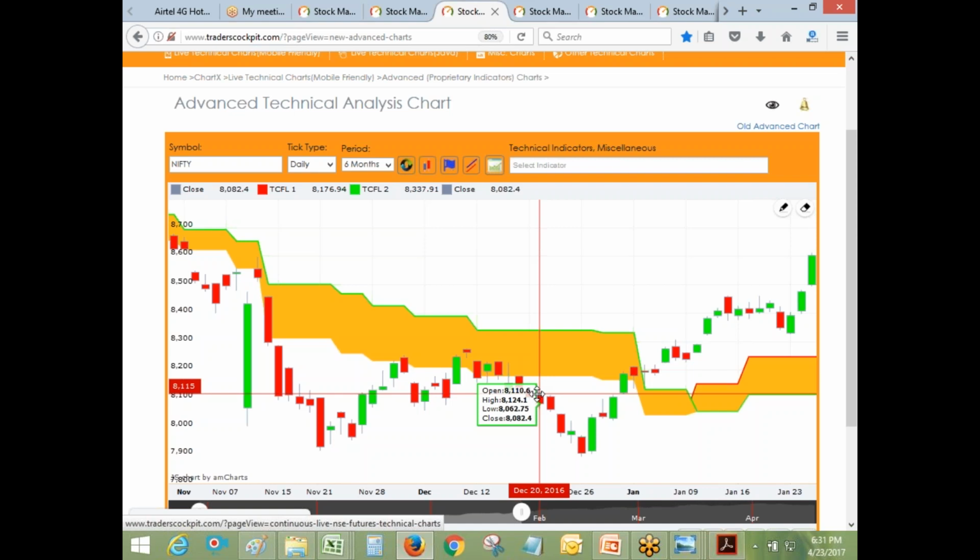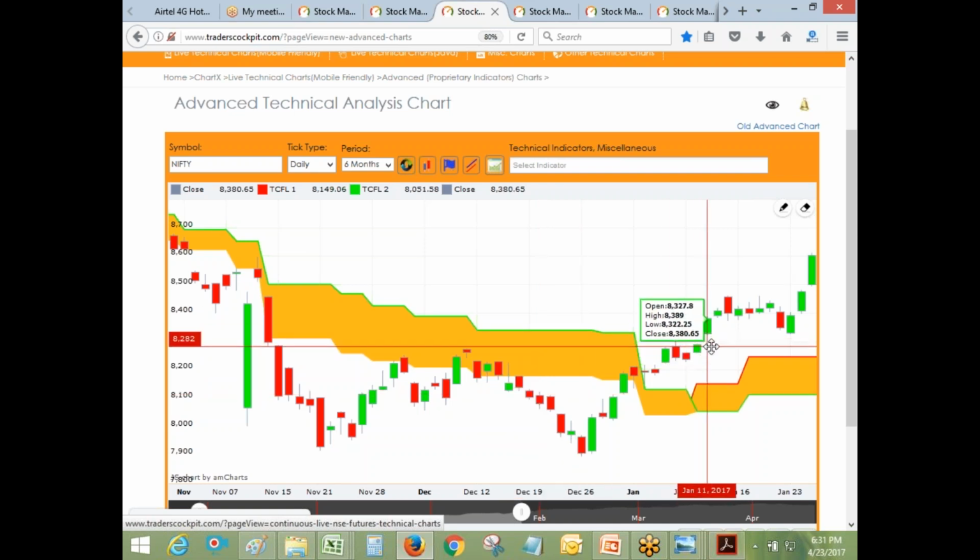Correct. So you can also choose areas where you want to do a covered call. And once the stock has broken into an uptrend, then you are in a bullish trend anyway. If you are in a bearish trend, selling calls will keep giving you money and keep reducing your cost of holding. What is this TCFL?